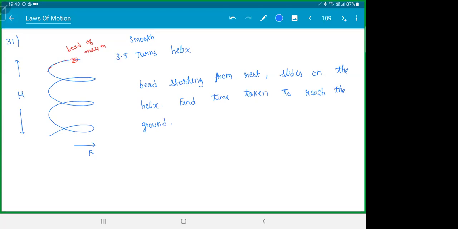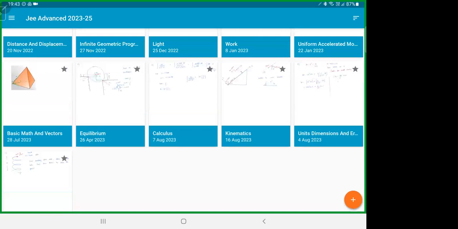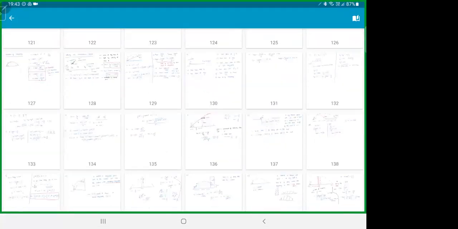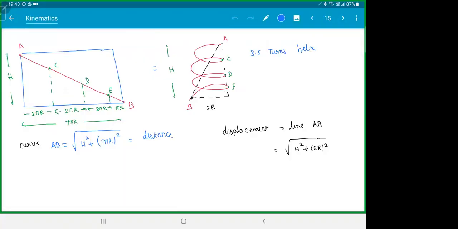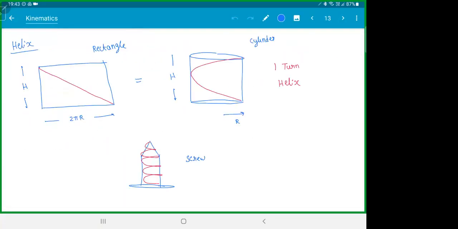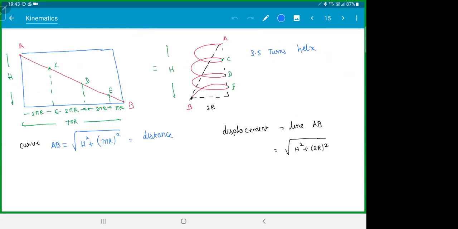In case someone forgot what a helix is, in kinematics, there it is the same thing, 3.5 times helix. I hope you remember this property of a helix. When you open this, the diagonal of a rectangle becomes a helix. This was the question for 3.5 times helix. When you open this, it actually becomes a diagonal of a rectangle.